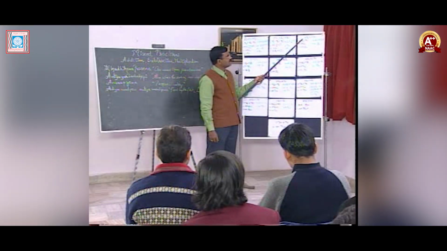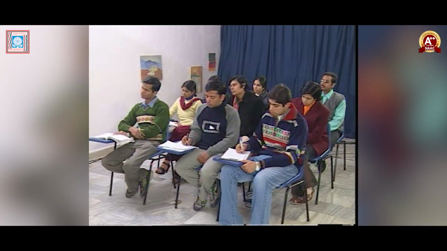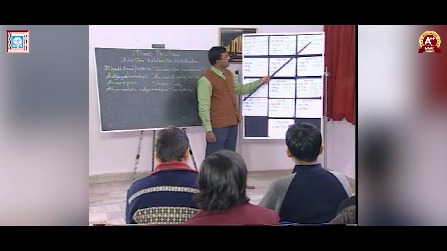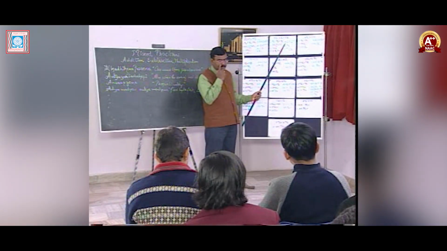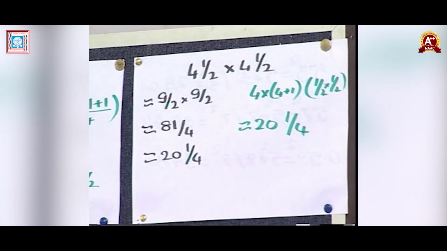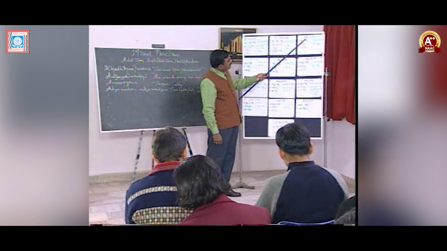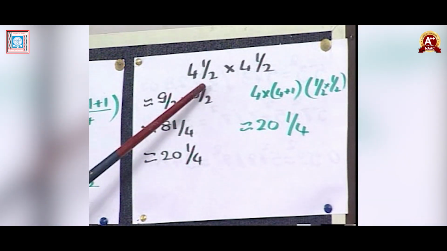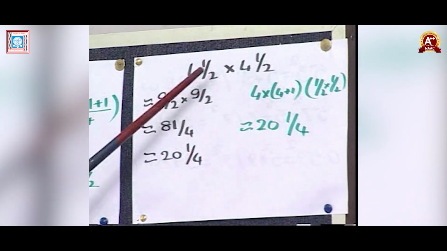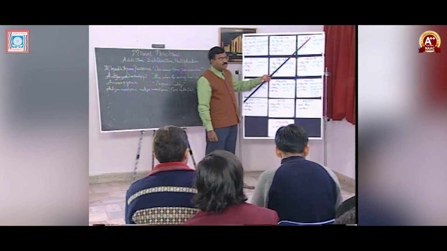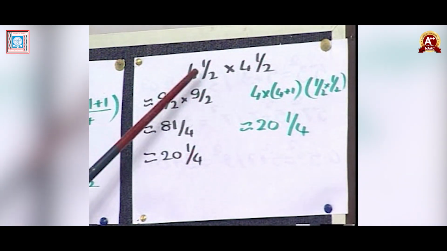This is the mixed fraction multiplication: 4 integer 1 by 2 multiplied by 4 integer 1 by 2. In this example, we are applying the first sutra, called Ekadhikena Purvena. See here, in the multiplicand and multiplier, there is 1 by 2, 1 by 2. 1 by 2 plus 1 by 2 becomes 1, a whole number 1.